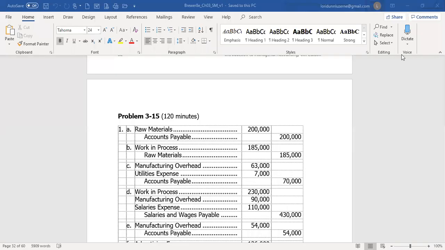Hi everyone, we're now going to review problem 3-15. Hopefully you tried this on your own.